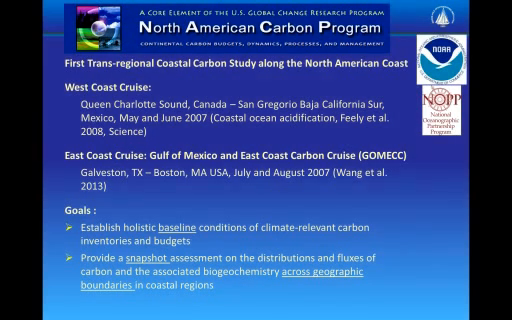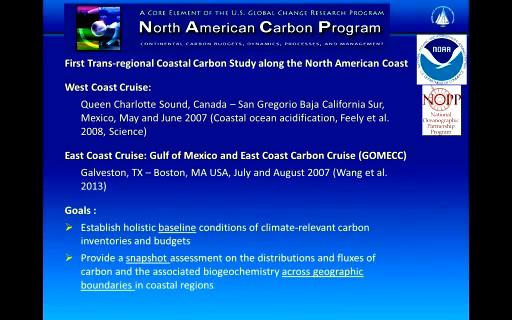Back in 2007, NOAA started the first trans-regional coastal carbon study along the North American coast. Basically there were two cruises, one on the west coast and the other on the east coast. The east coast one we also call the Gulf of Mexico and East Coast Carbon Cruise, GOMECC. I'm going to show some of the data from this cruise.